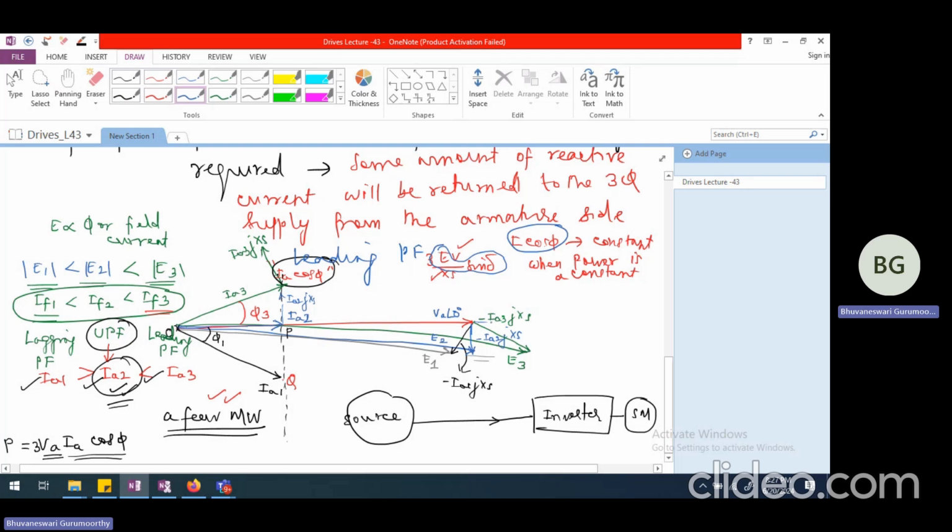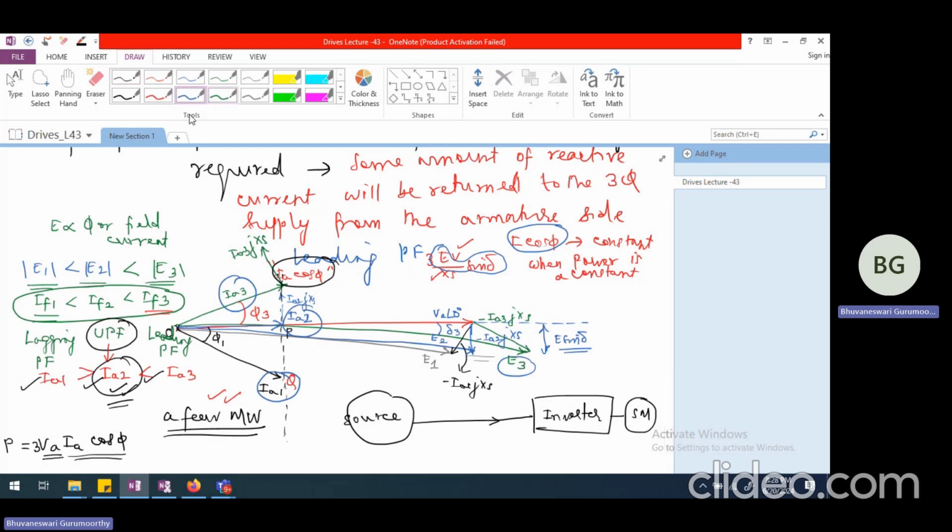So if I just extend this further, and this is what is our E, and between E and V, whatever is the angle, we call that delta. So this is actually E sine delta. So E sine delta will be a constant whether we are talking about a lagging power factor condition, a leading power factor condition, or a unity power factor condition.